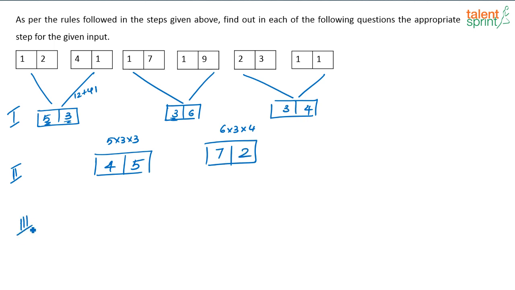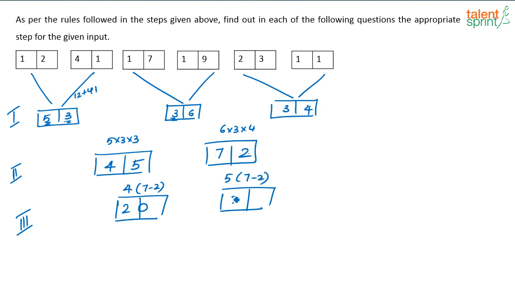What was the third step? The third step was 4 into the difference between these, correct? Let me just draw the 2 boxes here for the third step. See the first digit here, that is 4 into the difference between these two, 7 minus 2. 4 into 7 minus 2 is nothing but 4 into 5, which is 20. Similarly, what will come here? 5 into 7 minus 2. So that is 25. And what will be your last step? Your last step will be 25 minus 20. This number minus this number, the whole squared. It is again 25. So here you will get 25.